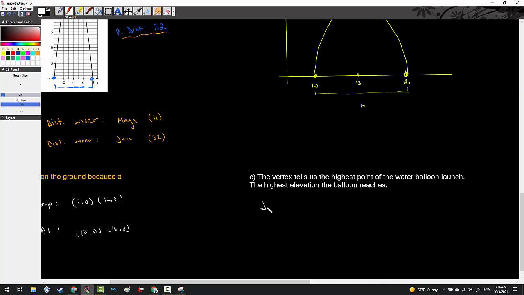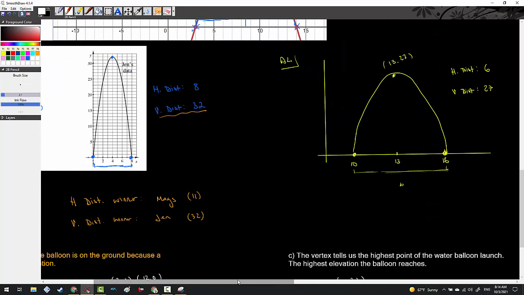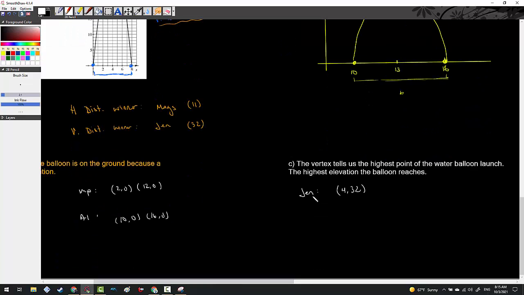And so again, we'll go back to Jen. We saw this earlier. Hers was at (4, 32). How can I tell? Well, remember, in each of the examples, even in the last lesson, we noticed that the vertex of the parabola was always in the dead center of the x-intercepts. So at (4, 32), there goes Jen. Mags, we actually had to calculate that one, and we saw that earlier in this episode, where it was (8.5, 30.25).